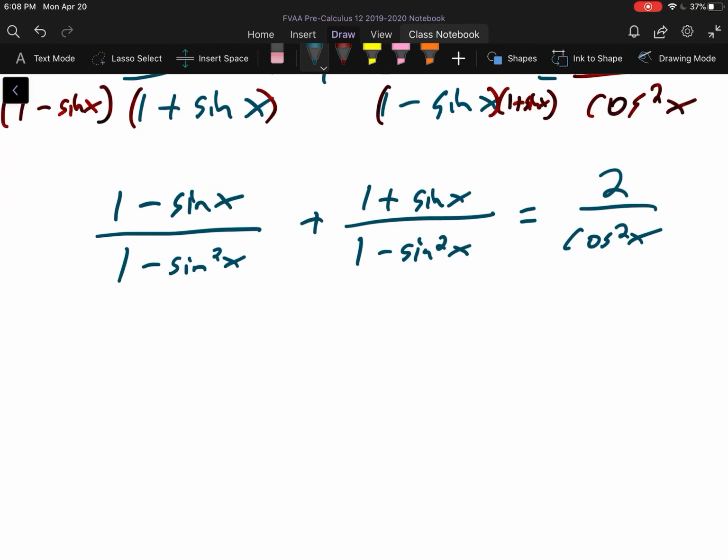So now I have a common denominator. So here one thing I can do is, because these have a common denominator, I can add the numerators, right? So the 1 plus 1 gives me 2. And negative sine x plus sine x cancel each other out, right? So I'm left with 2.